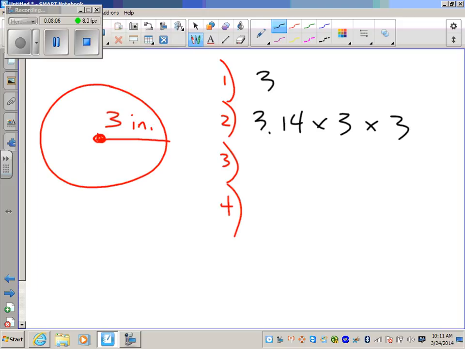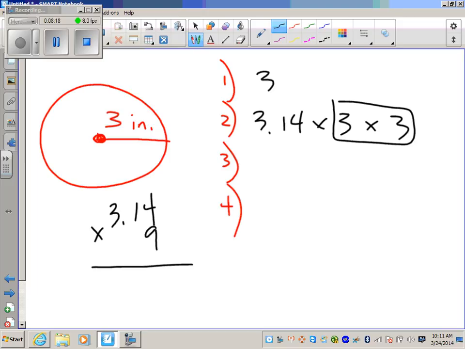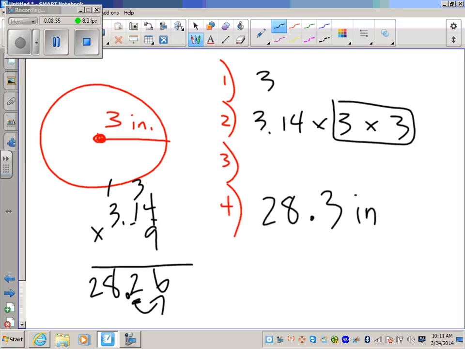Is there any of this you can do in your head? No part. Which is? 9? So 3.14 times 9, 36, and 12, and what, 28? 2 decimal places, 10th place. Very good. Right?